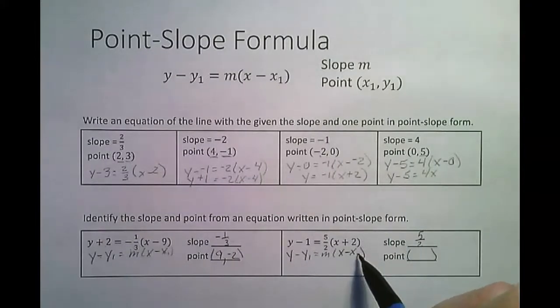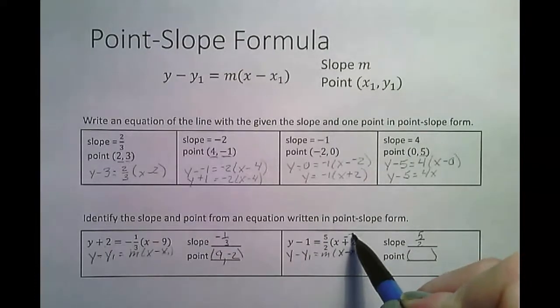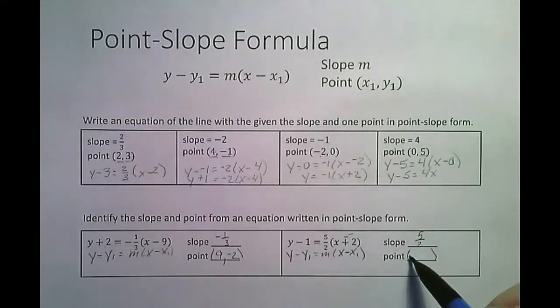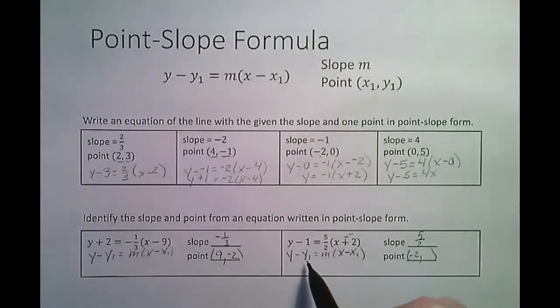Minus my x1 plus 2. Plus 2 means that's actually minus negative 2, right? So my x is negative 2. My y sub 1 should be subtract. That is subtract, so that is 1. So this would be my point of negative 2, 1.